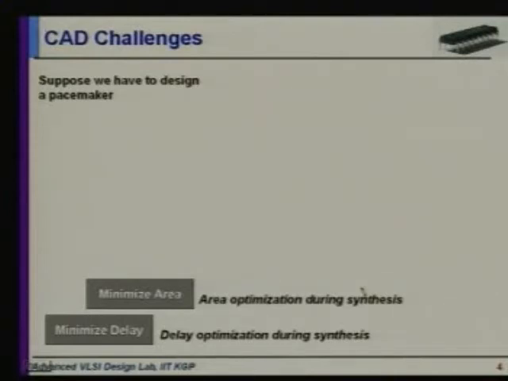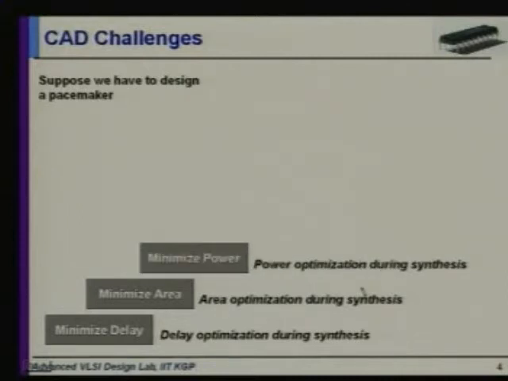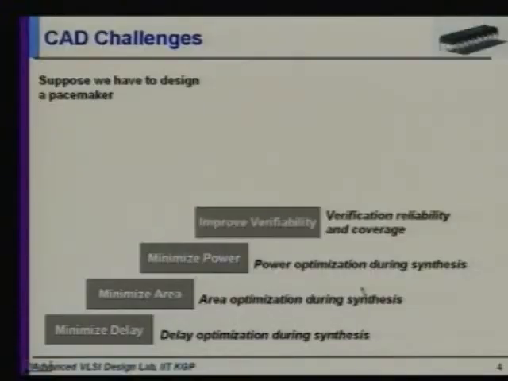So we want to optimize the area also. I have more integration, more compact circuits. Then we want to do power optimization. So you can have a very fast circuit using a technology which eats up a lot of power. But if you reduce the power, then you may have a slower circuit. So how do we balance these things to get a balance between area, delay and power?